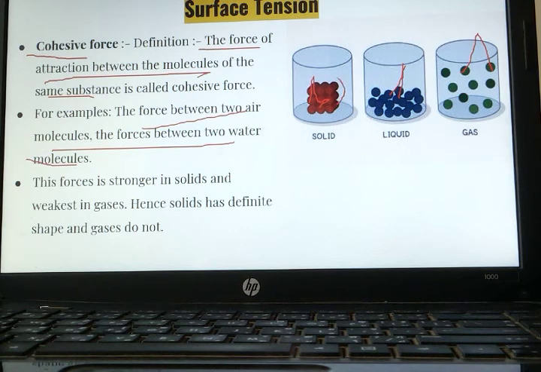This cohesive force is strongest in solids. Therefore, solids have a definite structure, definite shape as well as size. Whereas this force is weakest in gases, so therefore there are almost no intermolecular forces between them.